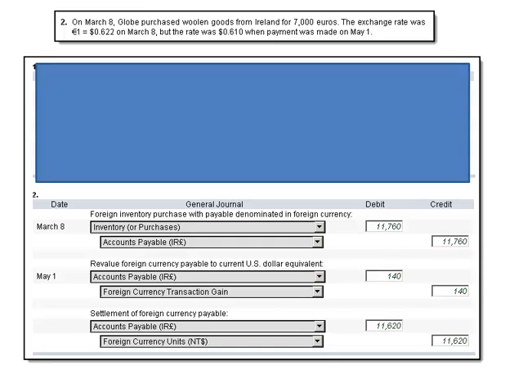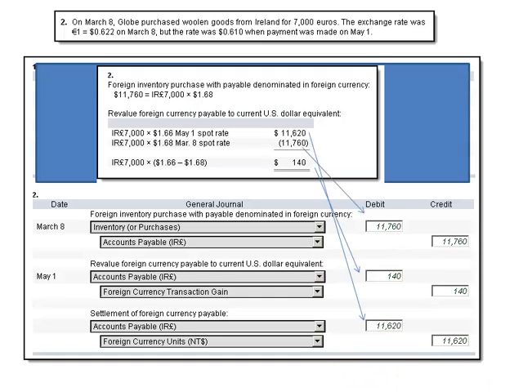Okay, now I've arranged the screen a little bit so that you can see question 2 up at top and then the journal entries down below. So we're going to debit inventory and credit accounts payable for 11,6. Okay, and then we're going to revalue the foreign currency on May 1st. So we record a foreign currency transaction gain of 140 for the change in rates between the time when payment is made, and then we go ahead and we show the settlement of the foreign currency payable.